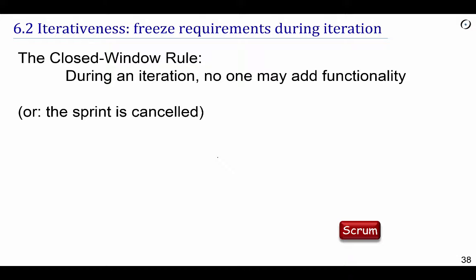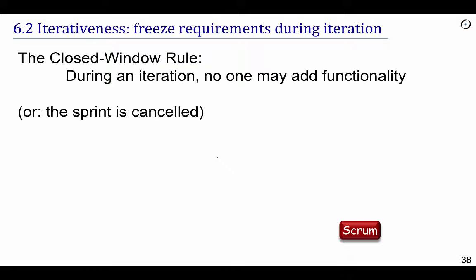It's my terminology, because although the idea figures in the Agile literature, in particular in the Scrum literature, it doesn't really have a name. But it turns out, even though it's not that much emphasized typically, it turns out to be one of the major contributions of the Agile approach. And what it says is very simple. During an iteration, no one may add functionality.